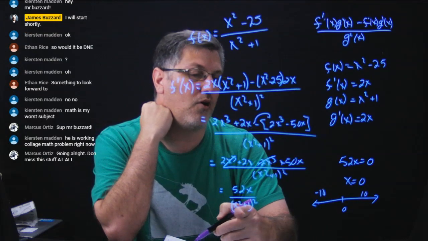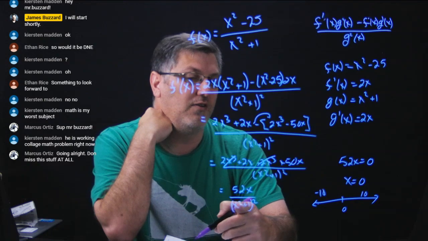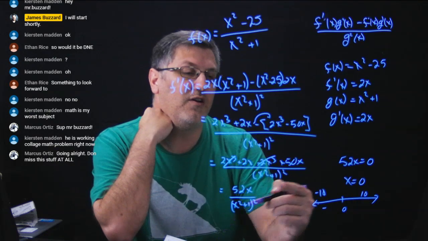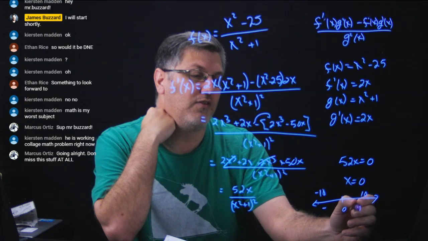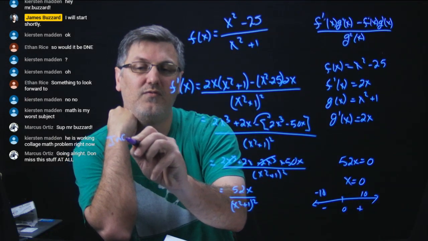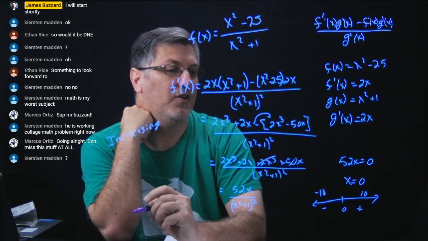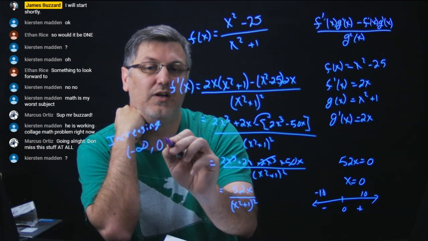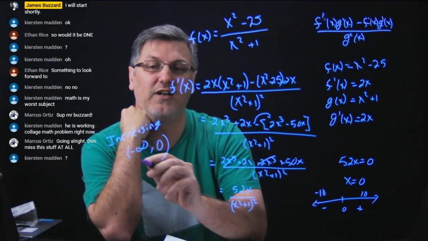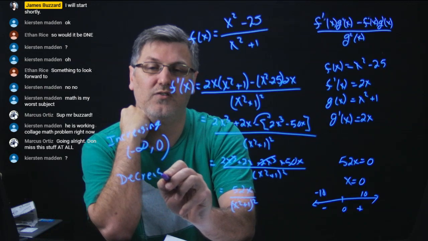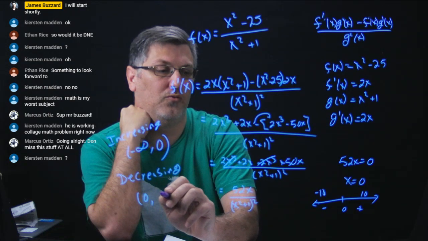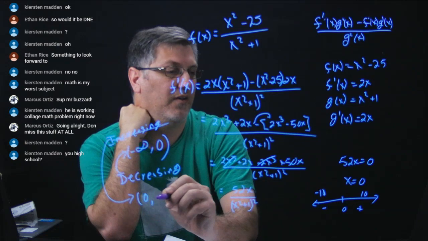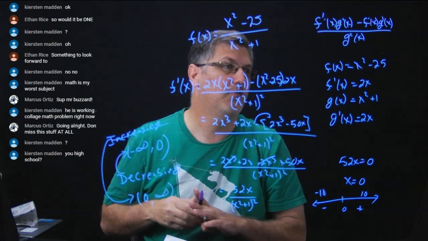If I plug it in here, my bottom's always going to be positive. So this is a positive and a negative. So this is negative. That means it's decreasing from negative infinity all the way up to 0. And then I put 10 in there. That gives me a positive over a positive. This is positive. So this graph is increasing. And of course it can't touch 0 because at that point the slope is 0. It's not increasing or decreasing. It's decreasing from negative infinity up to 0, and it's increasing from 0 to infinity. Done. Not bad.